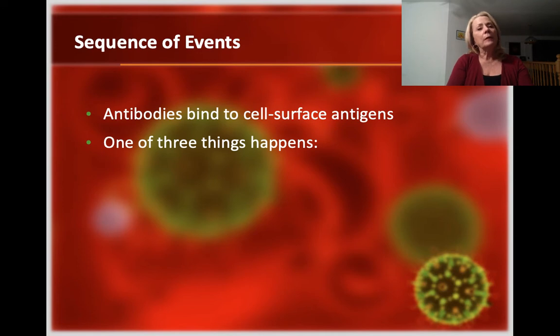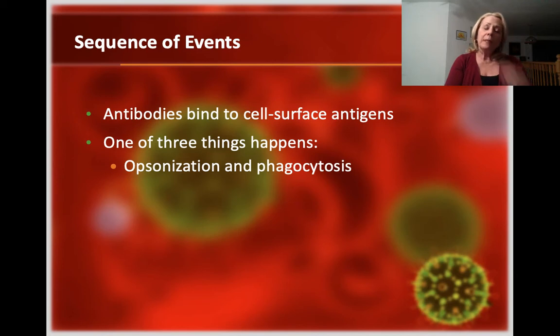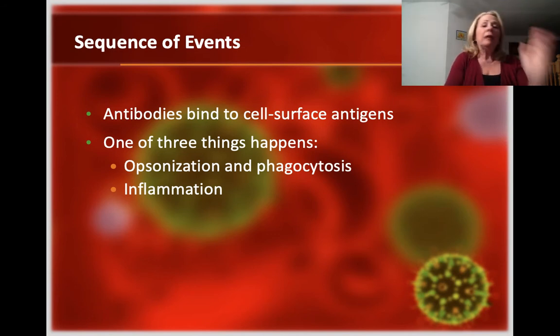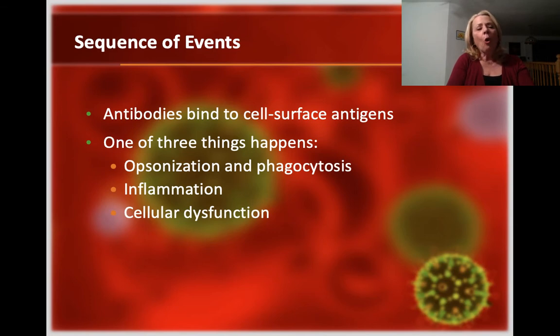So antibodies bind to the cell surface. One of three things can happen. So opsonization, again, that means that this antibody is going to make it easier for the phagocyte to bind to the cell to destroy that cell. Inflammation can ensue from this. Or what happens is the cell isn't able to function appropriately. And we'll talk about this a little bit.